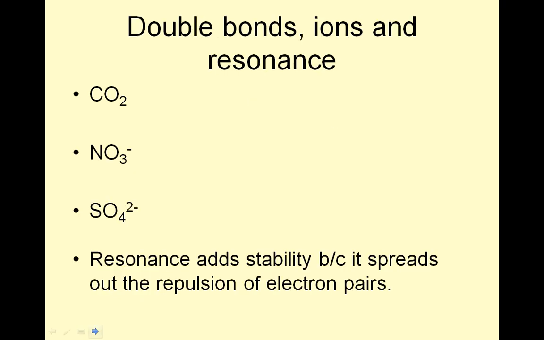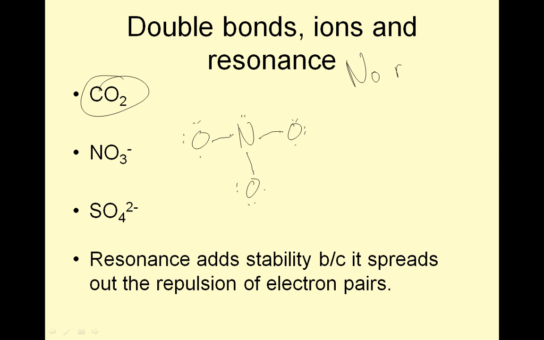Double bonds, ions, and resonance. Okay, so we did a double bond here already. Let's do a double bond with some resonance for NO3. N has 5 valence electrons, and each oxygen has 6. Oops, too many dots. Then I connect the dots.